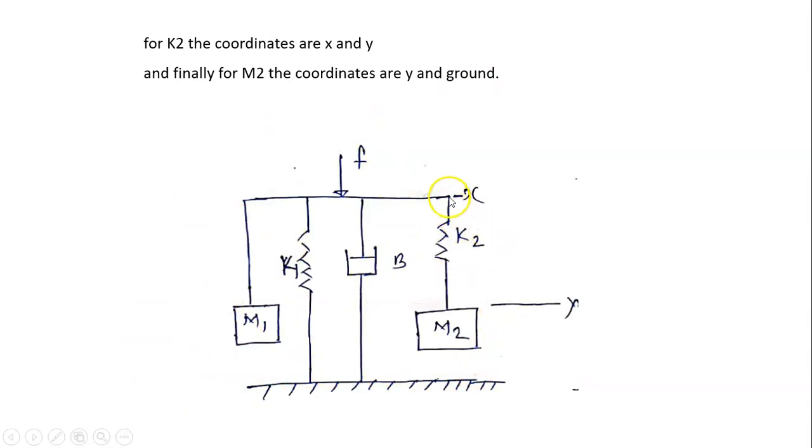What we have done? We have drawn spring K2 in between X and Y coordinate and mass M2 is at Y coordinate and ground. This we have to show as grounded. Therefore, this is your grounded chain representation of the diagram. Therefore, we will find out its equation relating F and X.